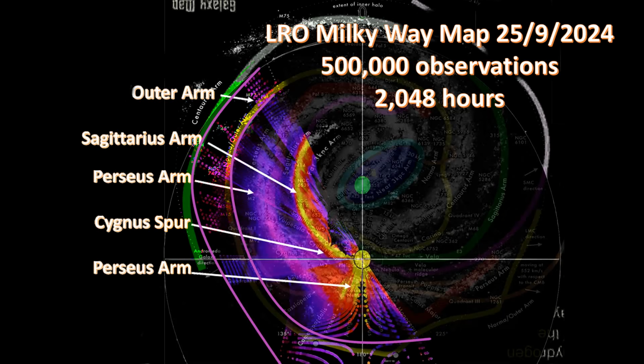And this is my map of the Milky Way with 2,000 hours, 500,000 observations is what I've achieved. You can see I managed to get a good picture of the Sagittarius arm there, with the Perseus arm and a little bit of the outer arm coming out. And I can tell you that we've also got a couple of small inner arms inside the Sagittarius there, or parts of arms, which you'll see in a minute or two on the 3D plots.